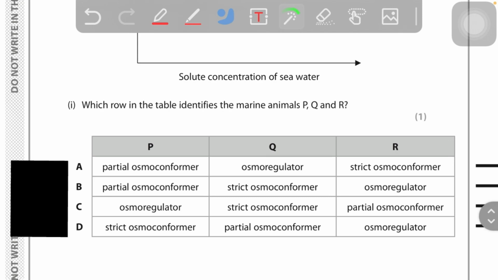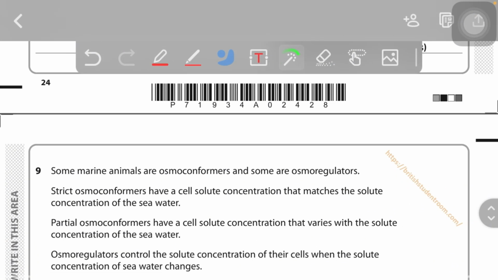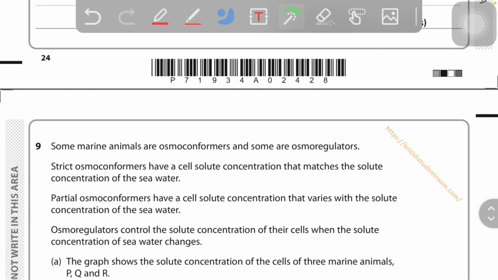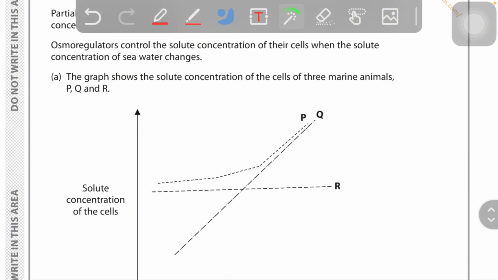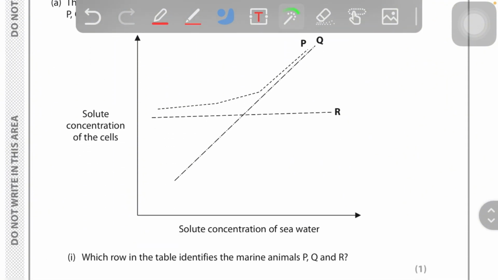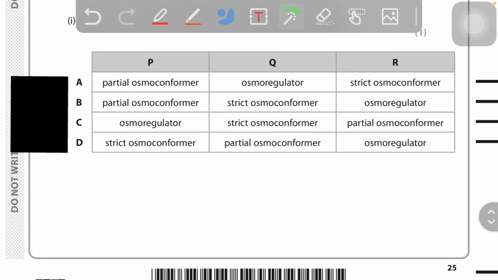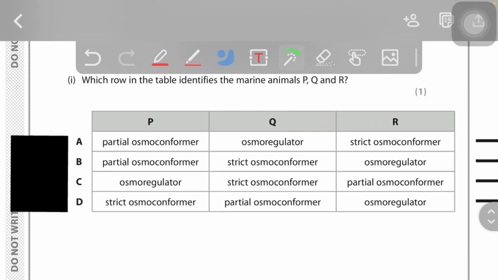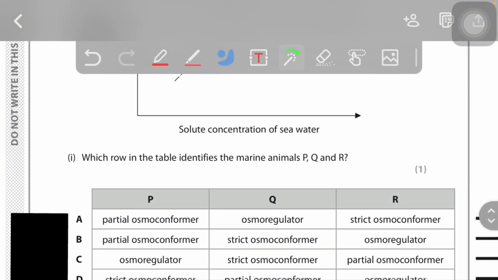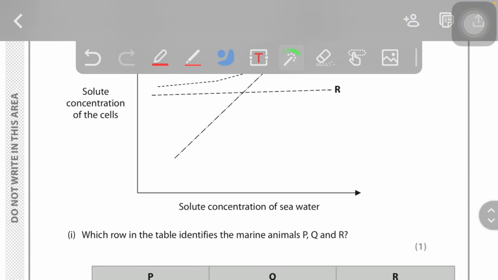Why? Because it says partial osmoconformers have a cell solute concentration that varies with the solute concentration of the seawater. So as the solute concentration of the seawater increases, the solute concentration of the cells increases. So P is partial osmoconformers. Then what is Q and what is R? Can Q be osmoregulators?